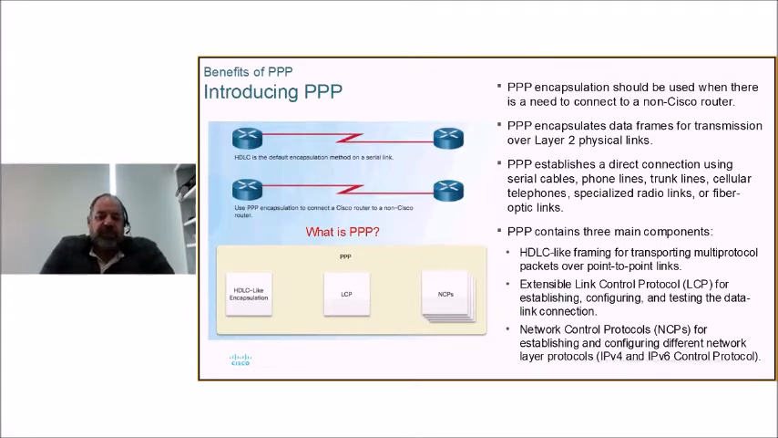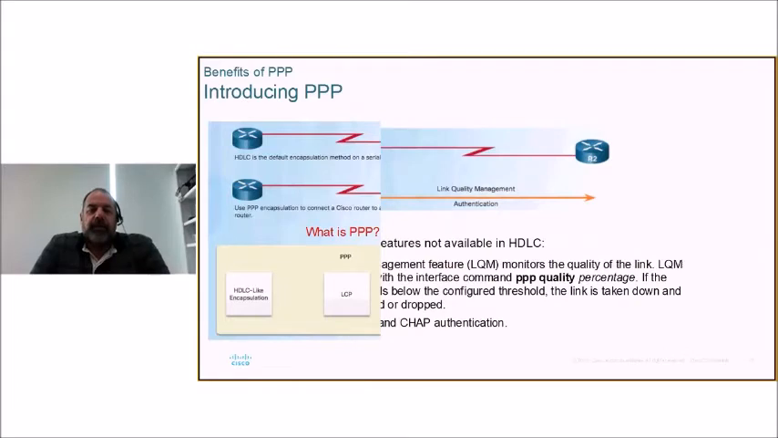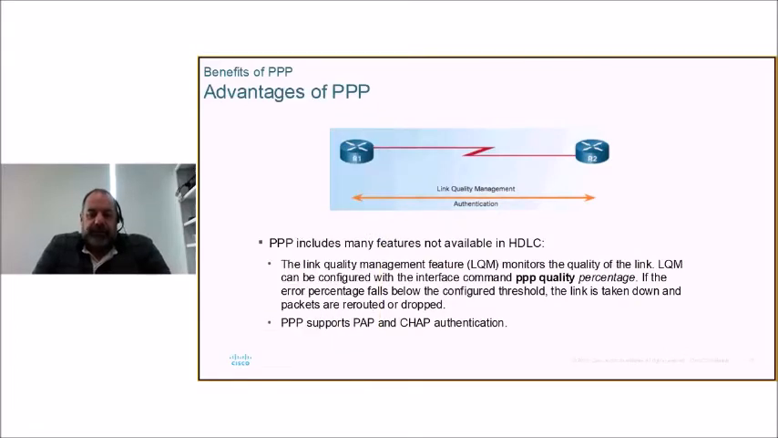There's HDLC-like framing for transporting multi-protocol packets over point-to-point links. There is an extensible link control protocol for establishing, configuring, and testing the data link connection. And there is a network control protocol for establishing and configuring different network layer protocols. Of course, these days, the major options are IPv4 and IPv6. It includes many features not available in HDLC.